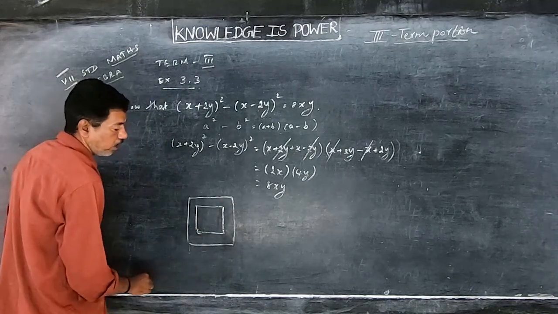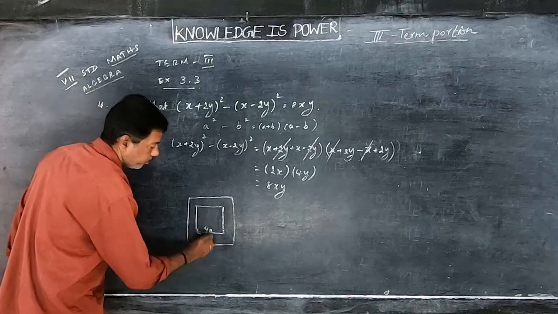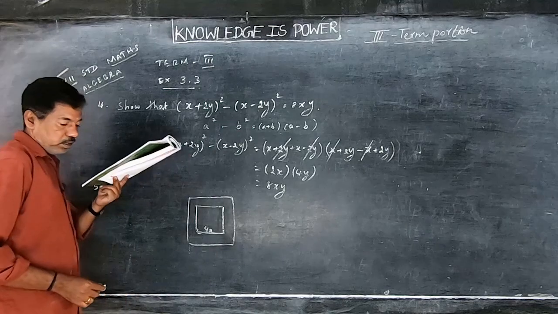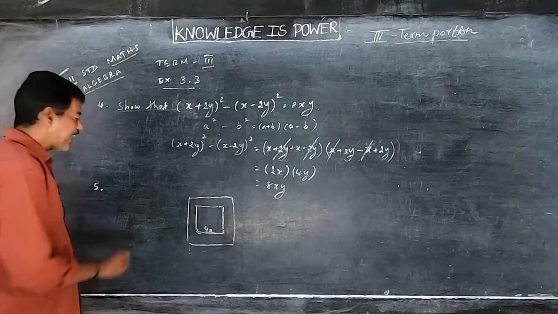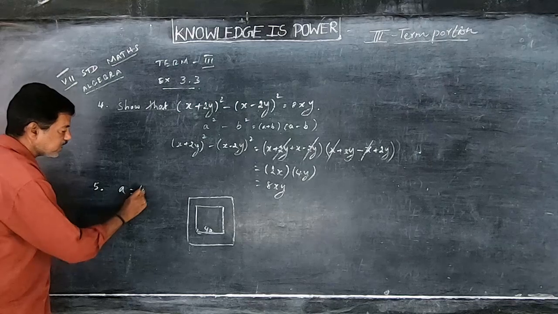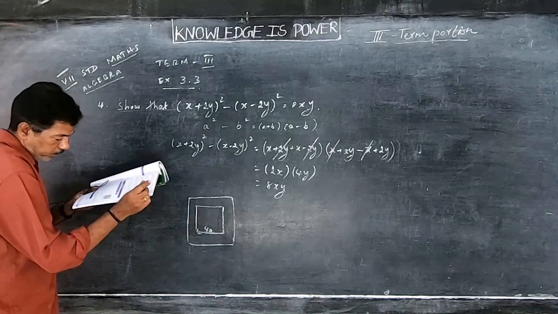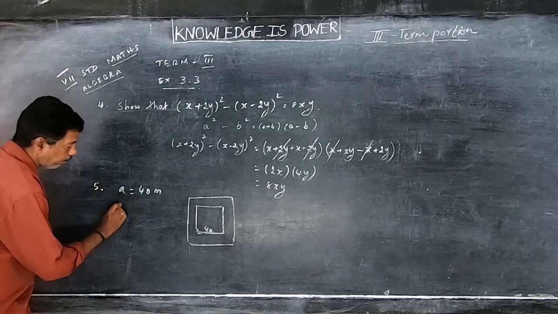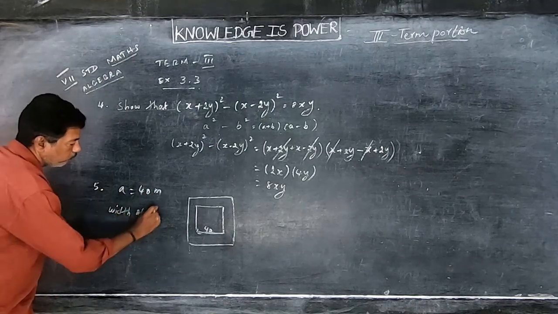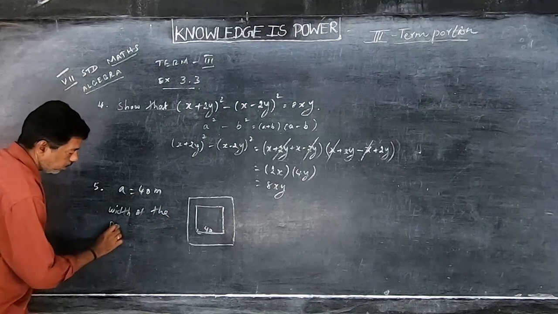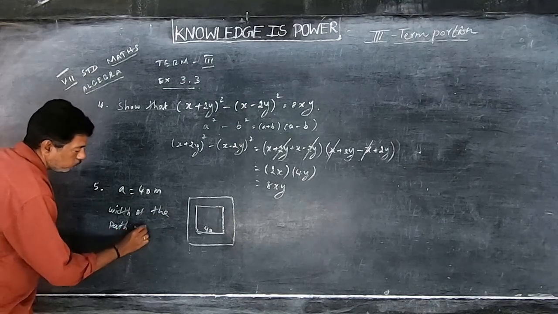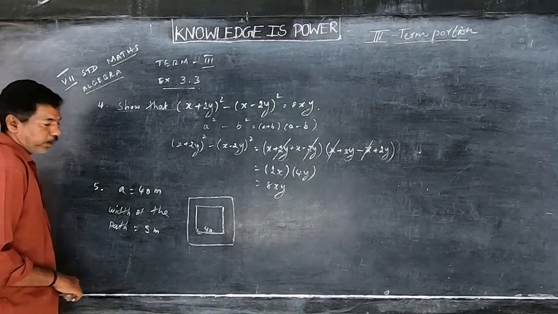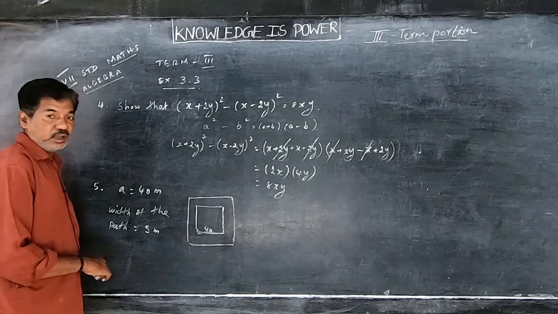What is the length of the square? 40. Length of the square already is given. Okay, the length of its side a is given as 40 meter. Okay, width of the path is given. Path is equal to how much? 5 m.